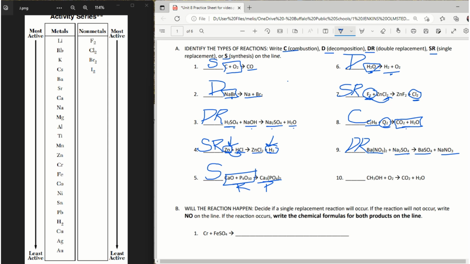And what do we have for the last one? Well, let's see. We have this compound with oxygen. Okay, single element. Do I have a single element on this side? No, I do not. But what do I have? Carbon dioxide and water. So when I take something and I add oxygen and I get carbon dioxide and water, what do I have? Combustion. There we go.